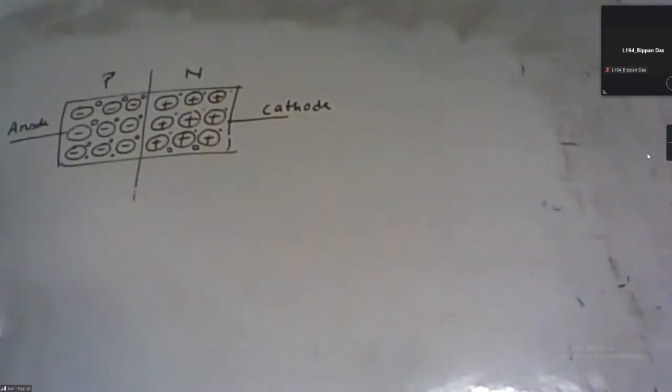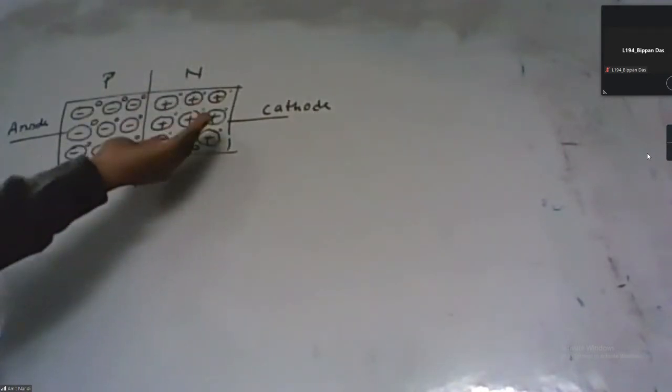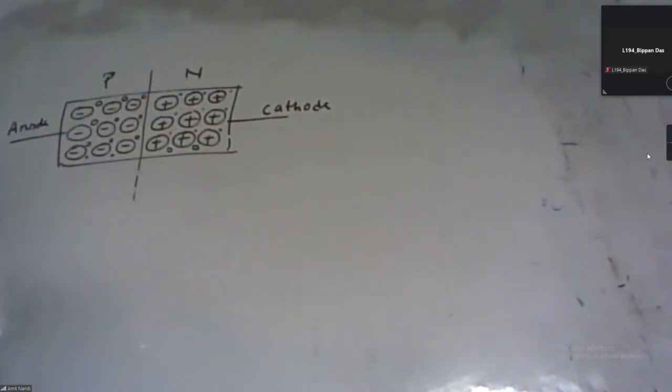So due to the diffusion process, the free electrons from the n-type side try to move towards the p-type side, because we know that in a diffusion process the carriers move from a higher concentration region to a lower concentration region. So due to diffusion, the electrons move from the n-type side to the p-type side, and at the same time the holes move from the p-type side to the n-type side.